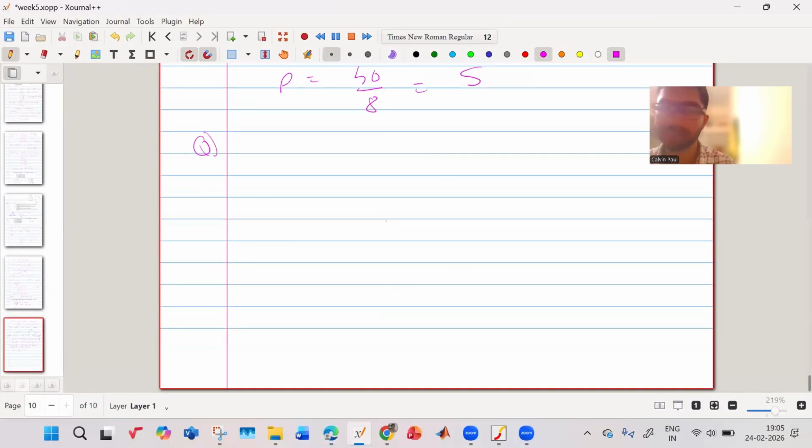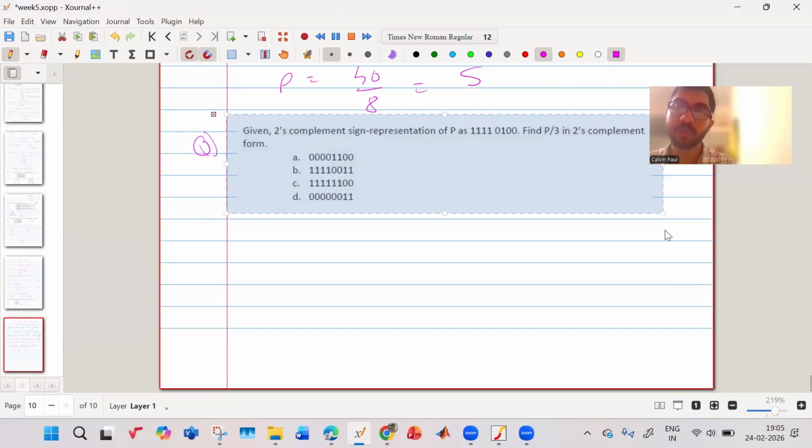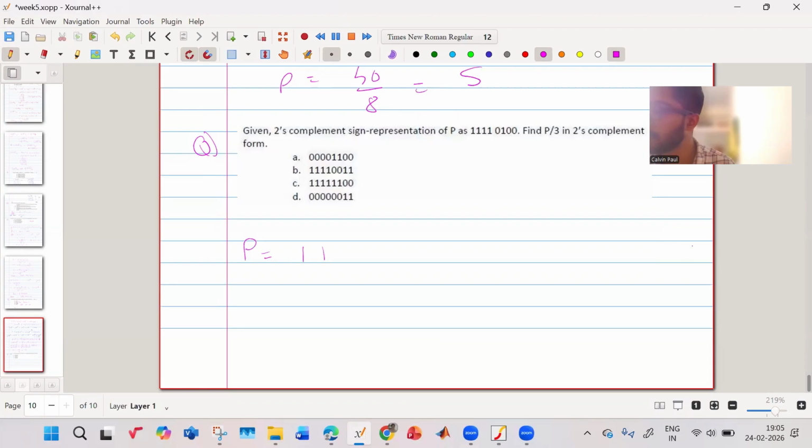So this is the question. 2's complement representation of P. So P is 1 1 1 1 0 1 0 0. Okay. Now there is certain significance of this.